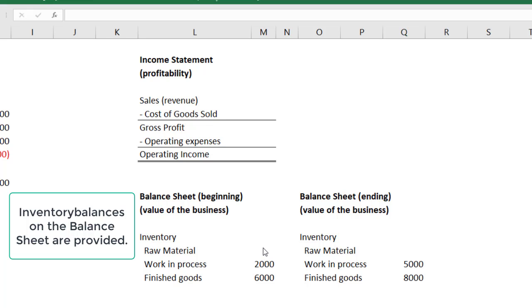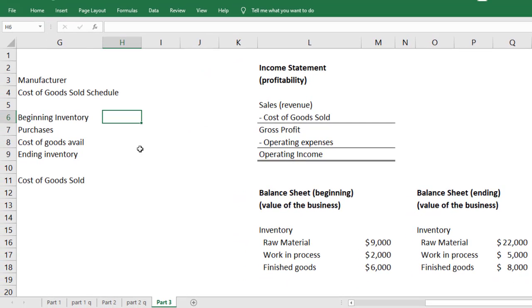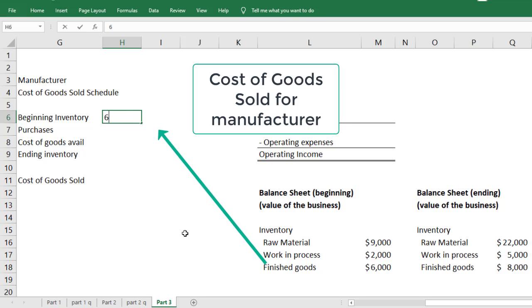Now for the raw material, we started out with raw material valued at $9,000, and at the end of the year, if we look on our balance sheet, we see that our ending raw material was $22,000. These are all dollar amounts. So the beginning inventory would be the finished goods we had to start with. That would be $6,000.